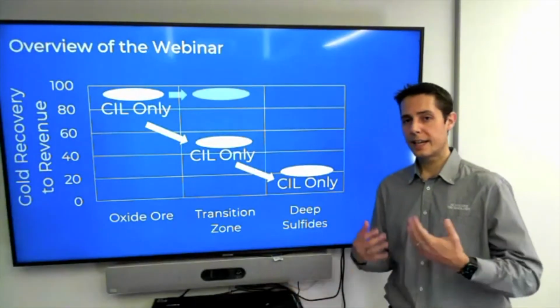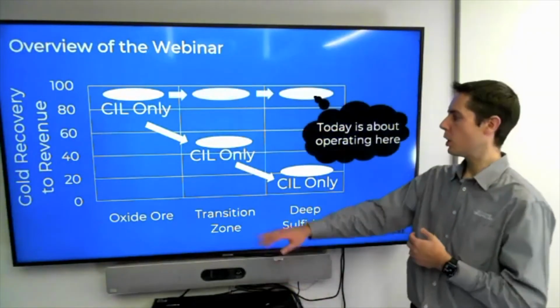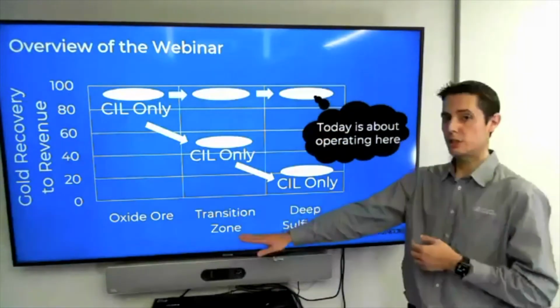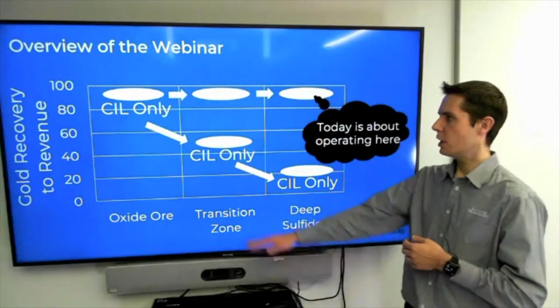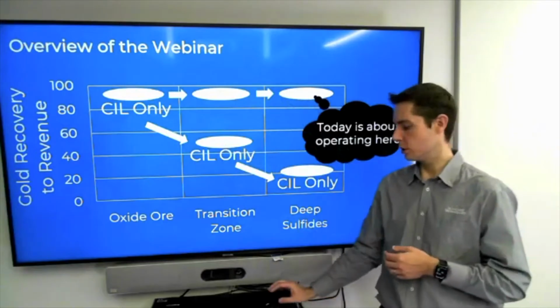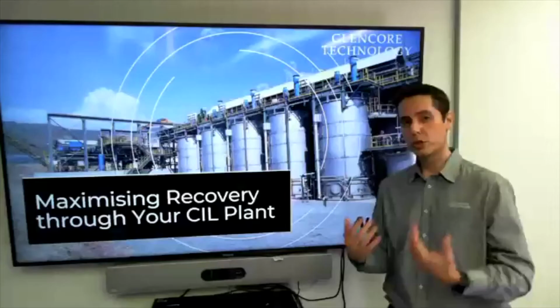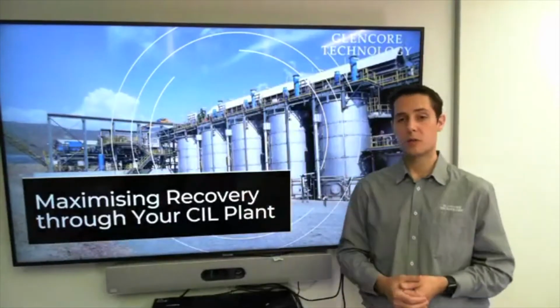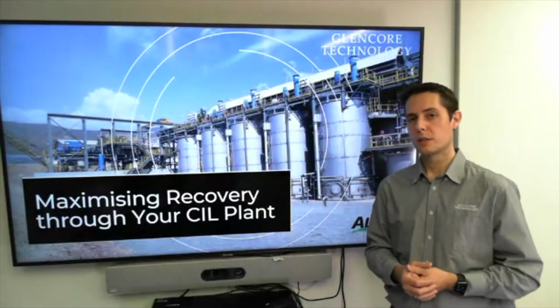So really what today is about is being able to help you when you get to this transition zone and deep sulfides, to keep operating in this region. So really what we're talking about is maximizing the recovery through your CIL plant.